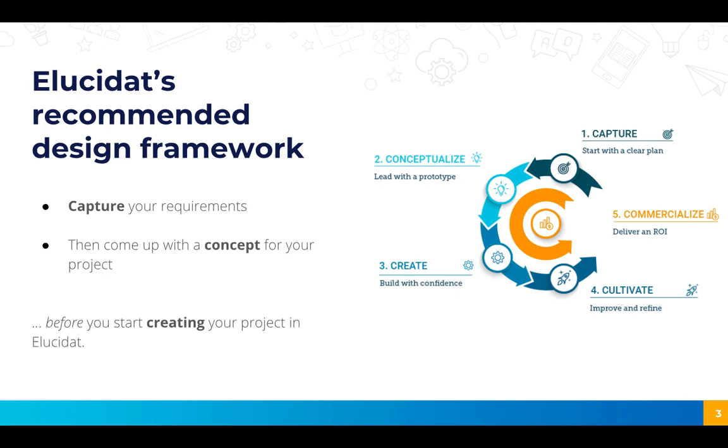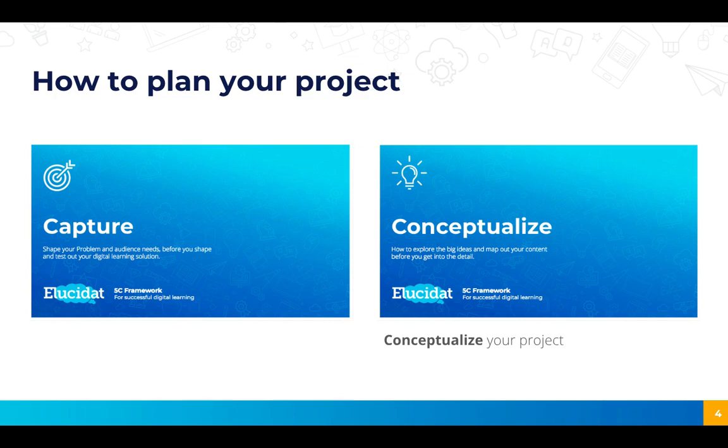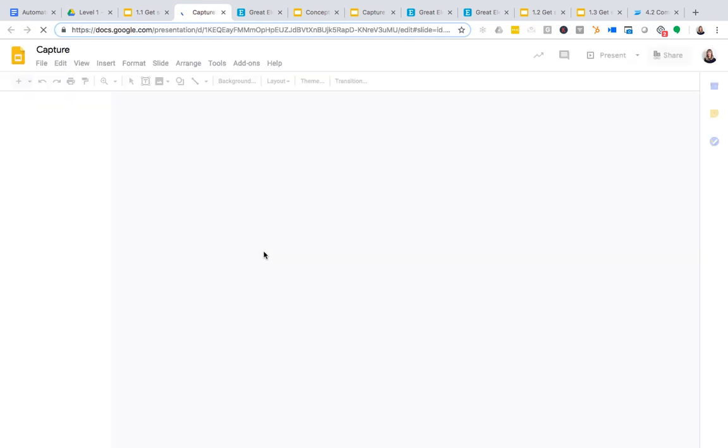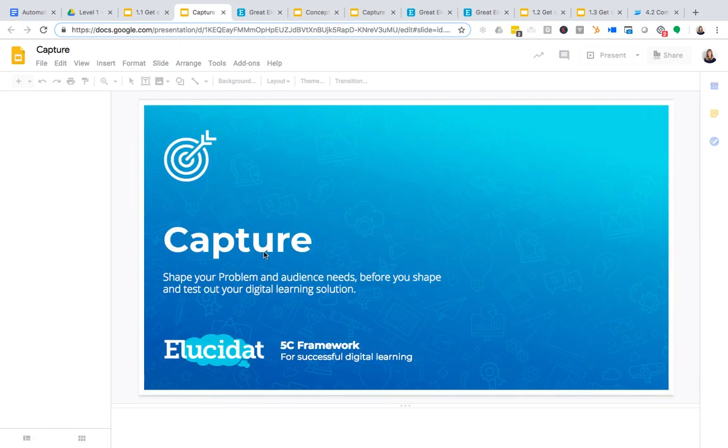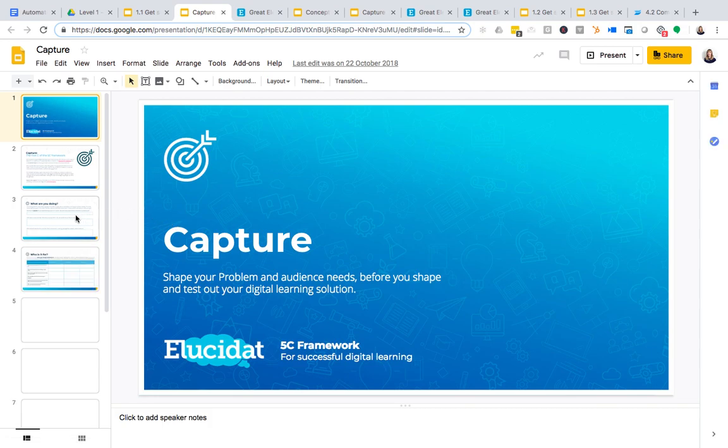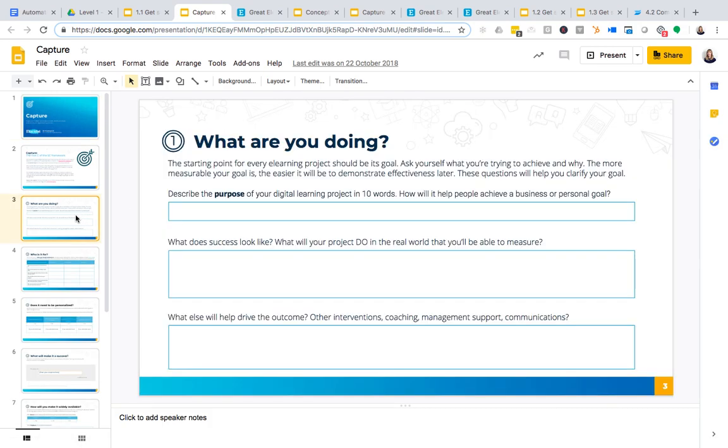And we have some handy tools and templates that you can download from here to help you with this. So if you're new to this kind of needs capture process, for example, you can use our capture guide. And this is an interactive guide that poses questions that are designed to get you and your team thinking about exactly what it is that you're trying to achieve. So you'll be prompted, for example, to describe the purpose of your digital learning project, to think about what success looks like, and to think about the role that your digital learning is going to play in the bigger picture of other interventions you might have going on.